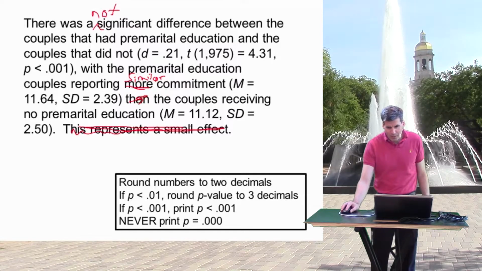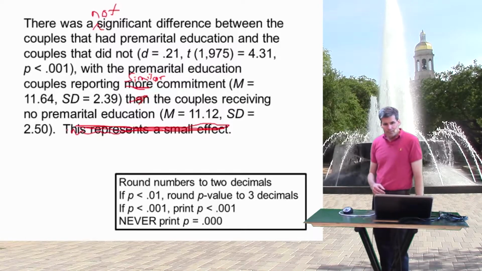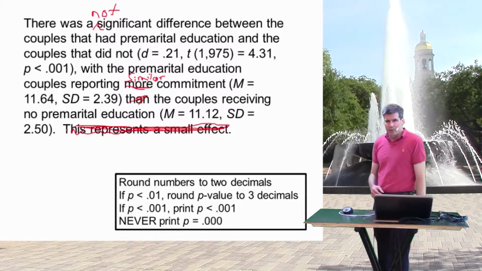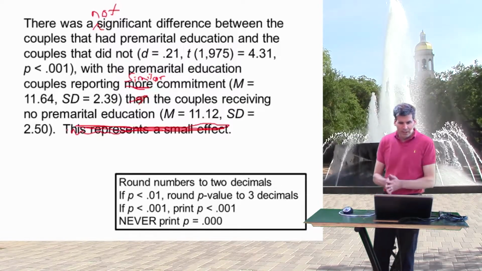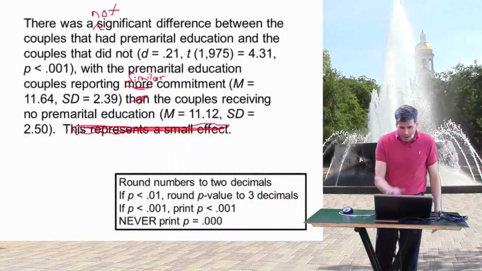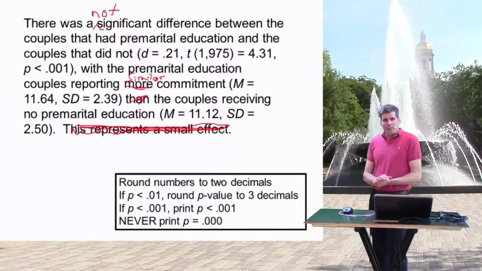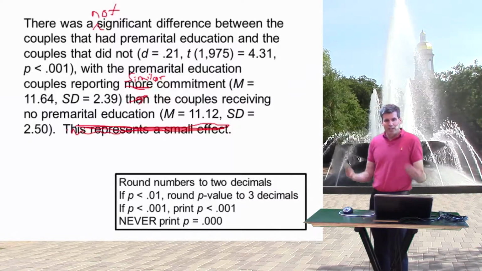And then you would simply not report an effect. Just drop that whole last sentence. Don't say anything about effect size. Drop it altogether. So that is what you would do if you had a non-significant difference between groups. And actually, that is everything for this first example, and we're ready to move on to the second example.